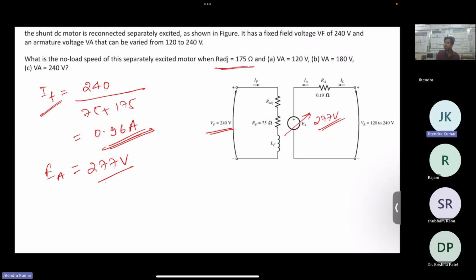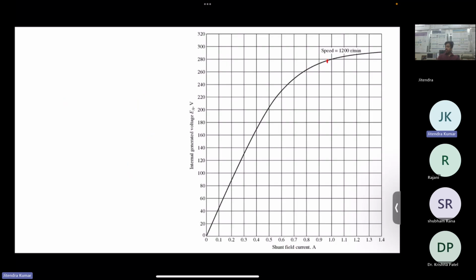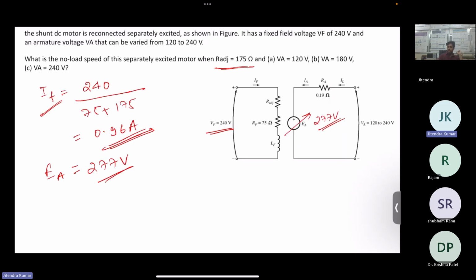Are you able to see the screen? So we have to check the graph now, sir, for that? Yeah, so graph, are you able to see? Not now, previously, yeah. I think a little bit of lag is there. Yes, here you can see the graph, right? 0.96 we can see corresponds here close to 288.